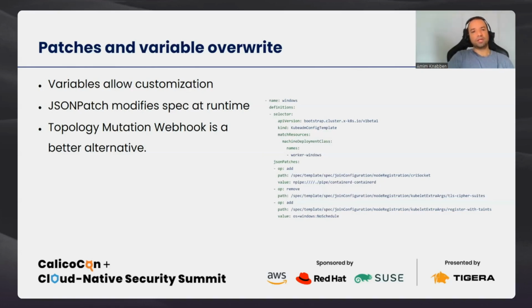Another, better alternative to modify these patches is runtime extensions. Through imperative Golang, you can write a webhook that modifies this in flight. So you can have tests, and you can have better coverage and reliability of your changes.